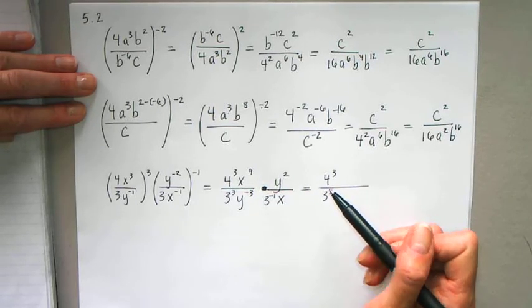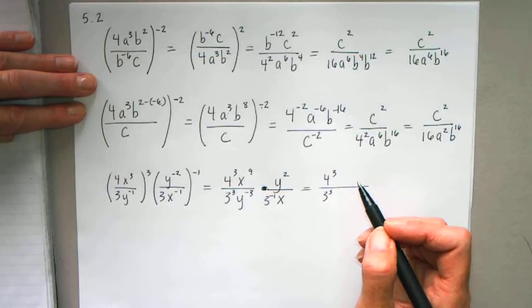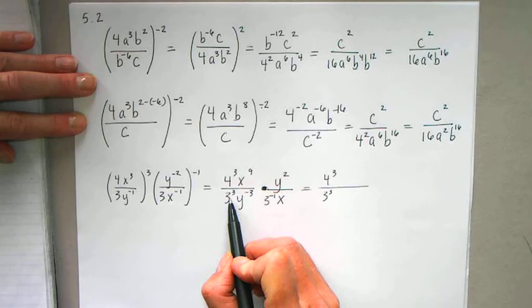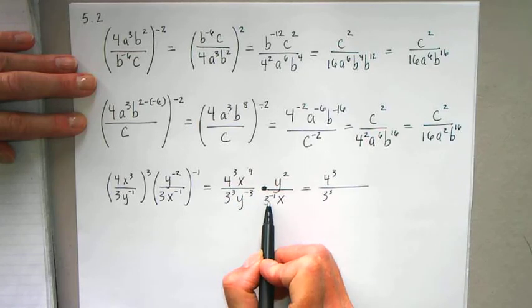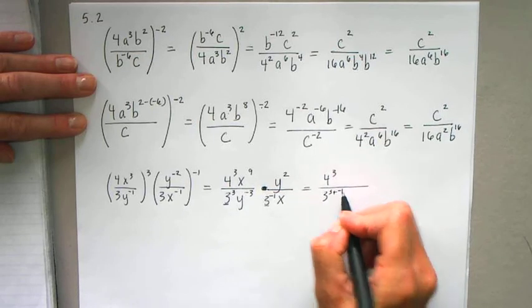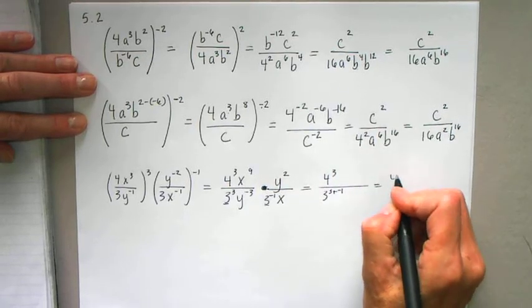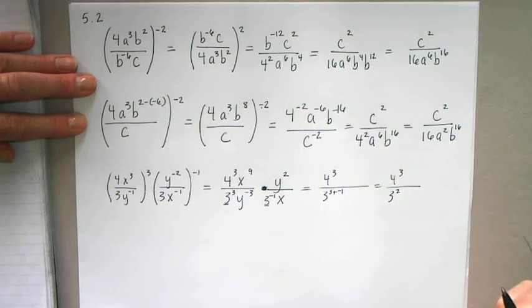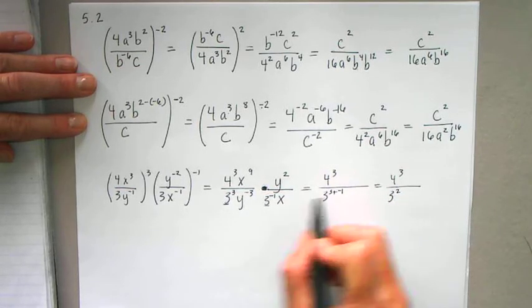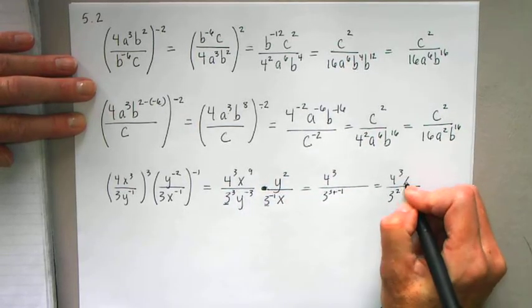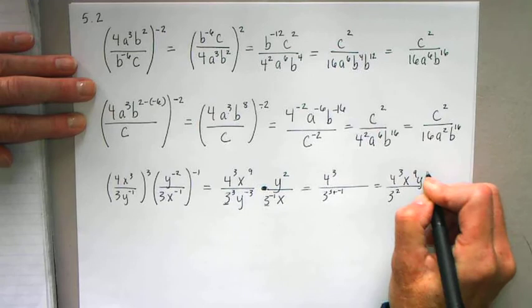But, oh wait, they will, okay. I have 3 to the third and 3 to the negative 1. So I'm going to go 3 plus that negative 1. So I will have 4 to the third on top, but I will have 3 squared on the bottom, won't I? When I add 3 and negative 1. Okay, so now I've got my x to the 9th and my y squared.